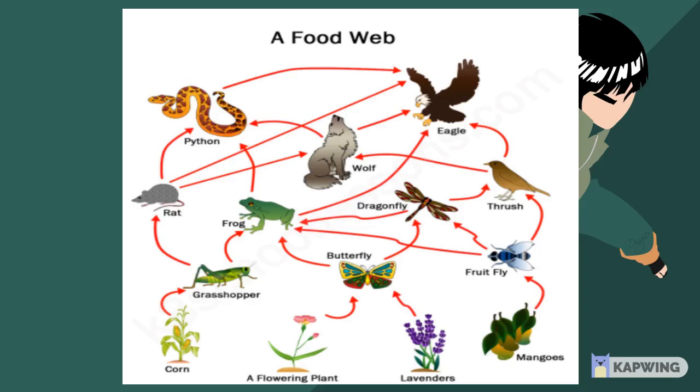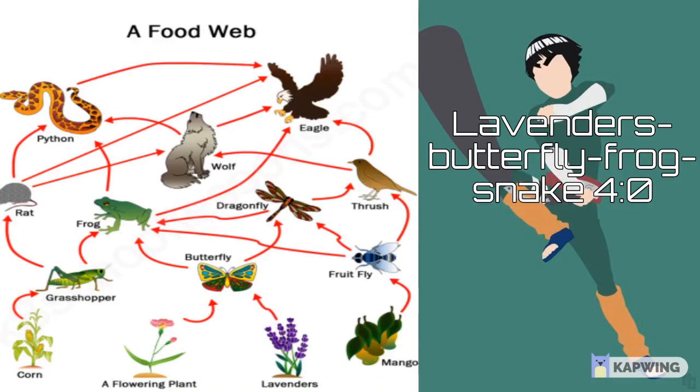Let us create 3 food chains from this food web. Example number 1. Butterfly will eat the lavender. The frog eats the butterfly. The snake eats the frog. The ratio from living things to non-living things is 4:0 because as we can see they are all living things.